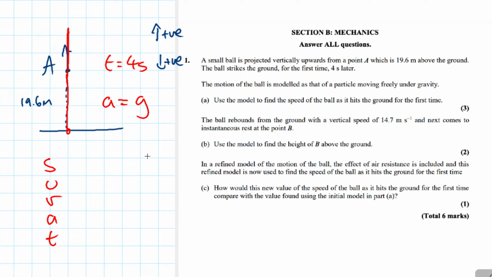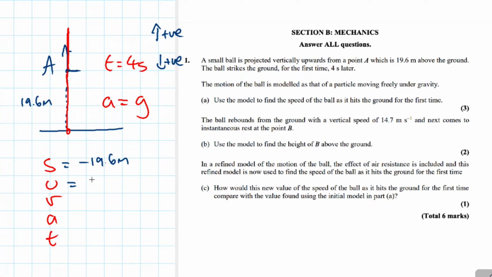Because we don't know anything about the initial velocity, it might be a good idea to take downward as positive, but I'll show both examples just in case whichever way you took it. So the first way I'm going to do it is take upwards as positive. So we're taking up as positive, and therefore S is going to be negative 19.6 meters.